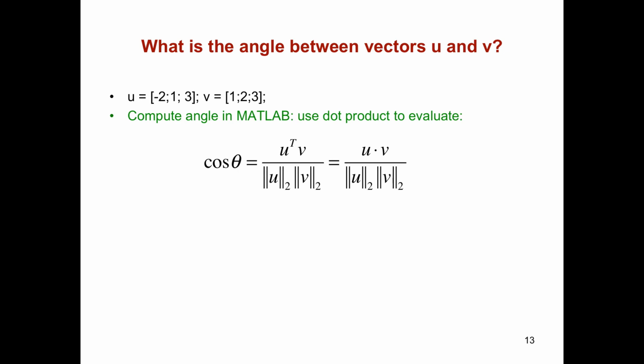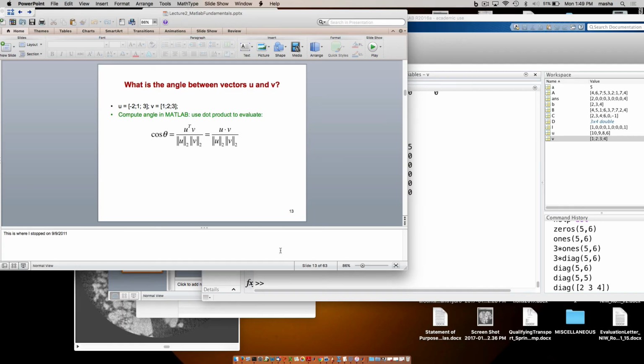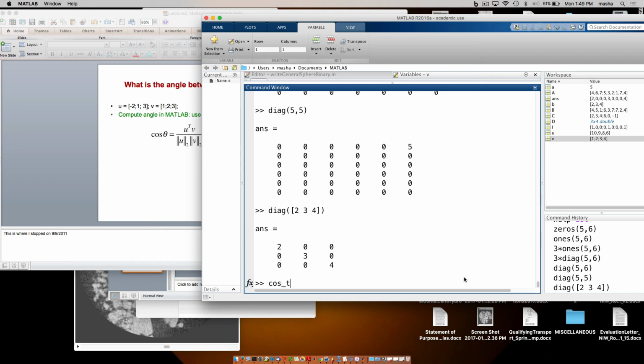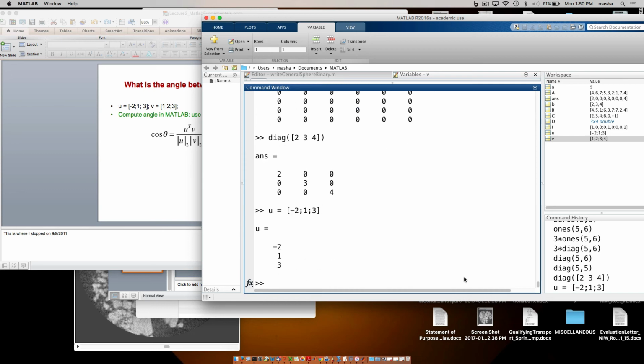Oh, sorry, this was cosine. Nobody said anything. Just before I go, let's do this. Cosine theta. U is -2, 1, 3. V is 1, 2, 3. Cosine theta is u dot v divided by norm of u times norm of v.